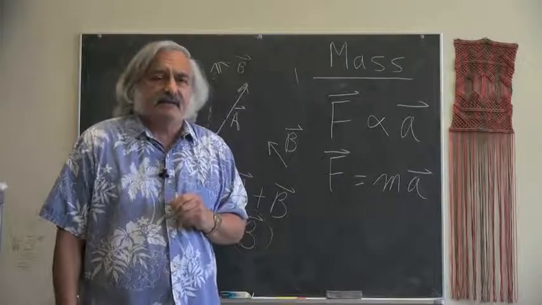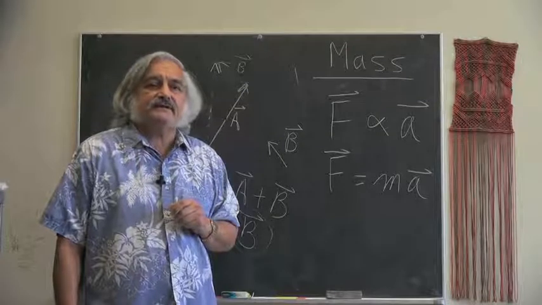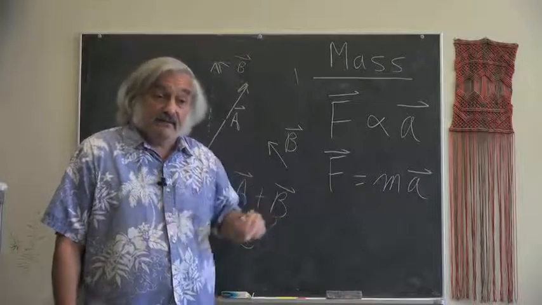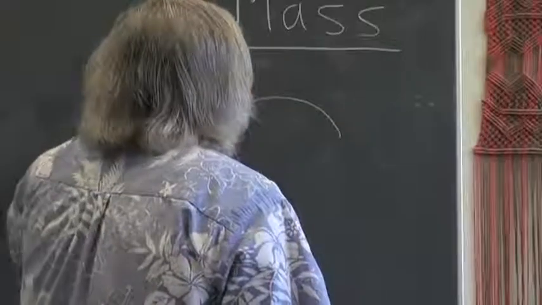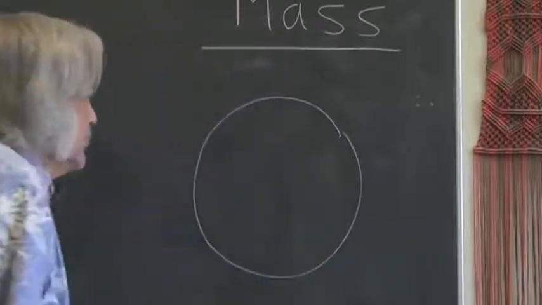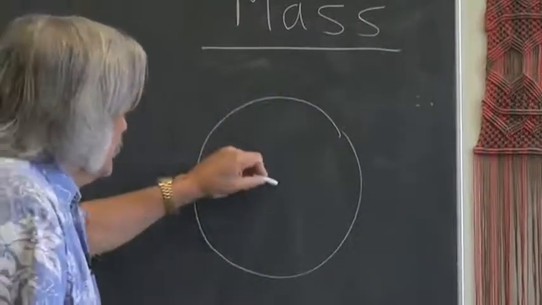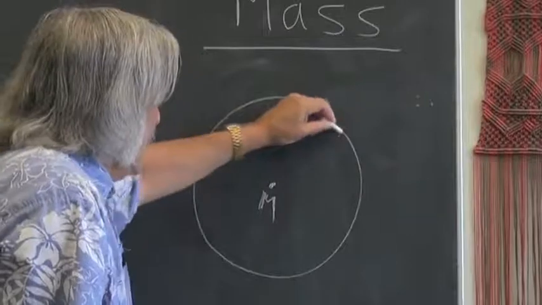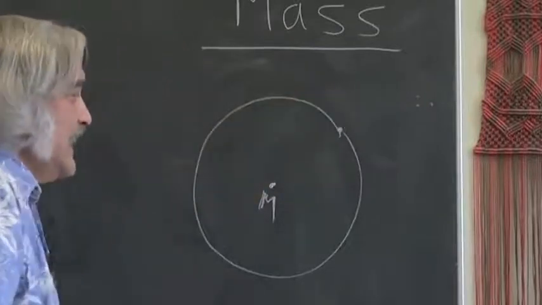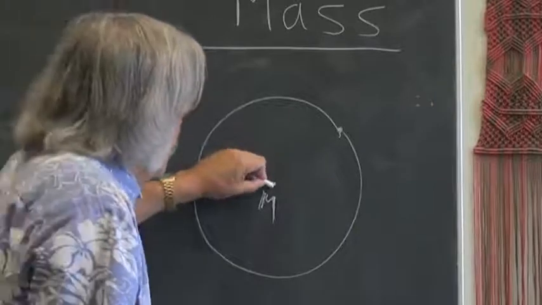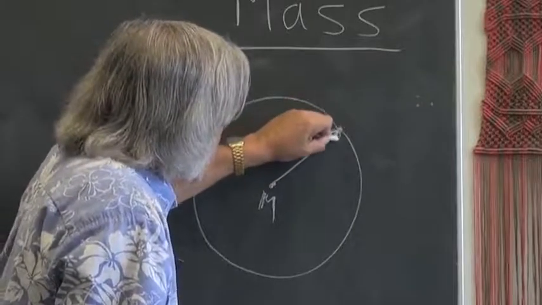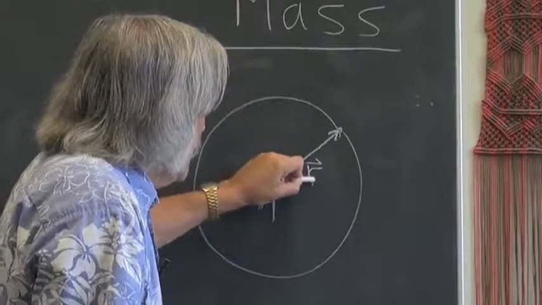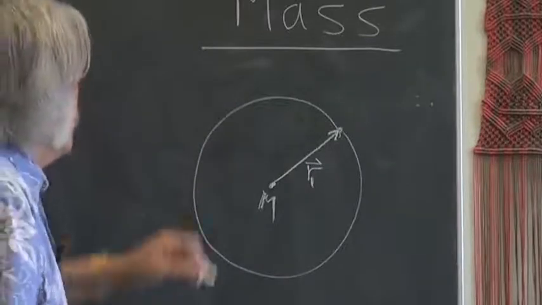Let's look at a simple example. A planet moving in a circular orbit around a star, or one star going around another star. The situation is as follows. Here is our circular orbit. Here's the center where this big mass is, supposedly. And here is a place where our planet is located. The position of the planet can be given by a vector r, and we'll call it r1 because it's a moment in time.